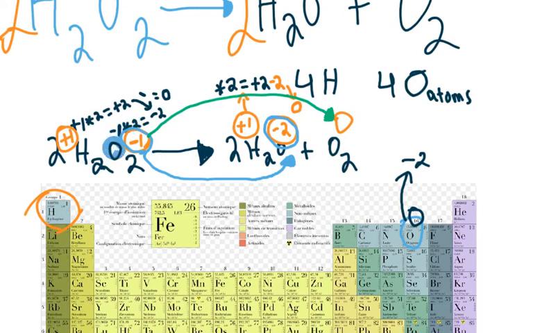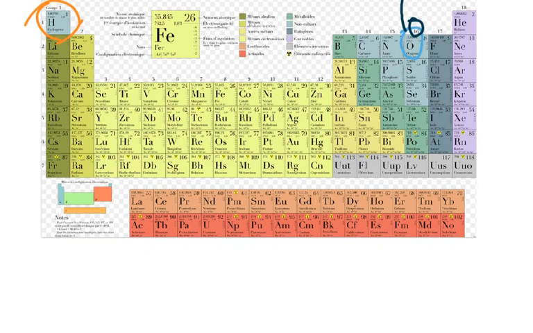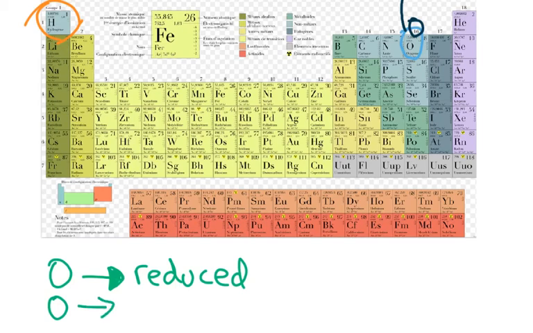Oxygen here went from -1 oxidation number to a -2 oxidation number, so it got reduced. But at the same time, it went from a -1 oxidation number to a 0 oxidation number. So here it got oxidized because it became more positive, right? It went from -1 to 0, which means it lost an electron and became more positive. So the reason why hydrogen peroxide dissociating to water and oxygen is a disproportionation reaction is because oxygen got reduced, and oxygen got oxidized in the same reaction.